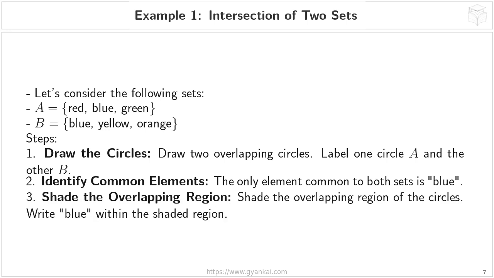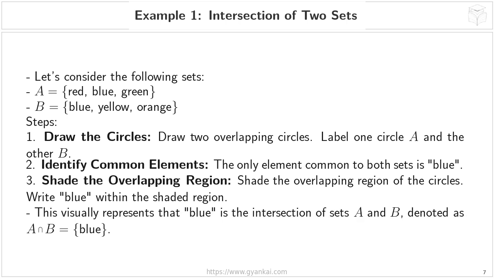Step 3, shade the overlapping region. This is where the Venn diagram really comes to life. We shade the overlapping region of the two circles. This shaded area visually represents the intersection, the elements that are in both A and B. And within that shaded region, we write blue because that's the only element present in both sets.